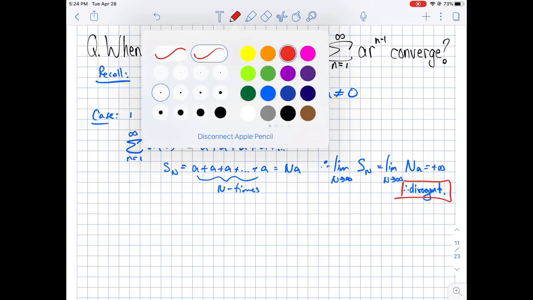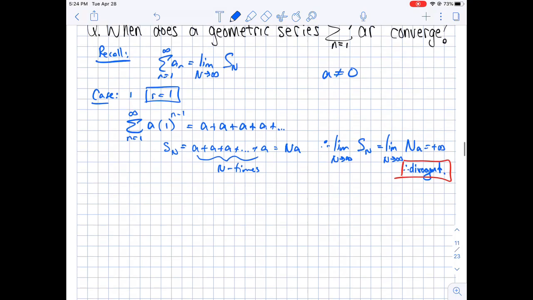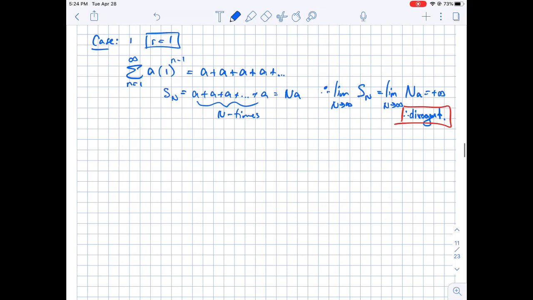So let's take a look at the second case. What happens, for example, if r is equal to negative 1? So if r is equal to negative 1, then our series is a multiplied by minus 1 to the n minus 1. And now if n is equal to 1, we have minus 1 to the power of 0, which would be positive 1. So the first term is going to be positive a.